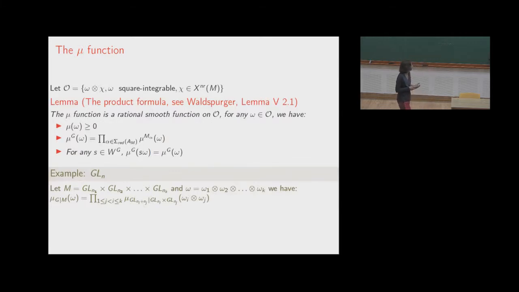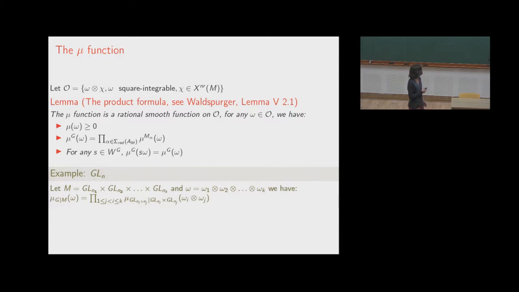So you have certain properties of this mu function. In particular, here I'm fixing some square integrable representation omega, and this is in the work of Waldspurger on the Harish-Chandra Plancherel theorem. If you look at different properties for this mu function, it has to be positive as part of this measure. So up to positive constants, the Plancherel measure is the mu function, so it has to be positive.